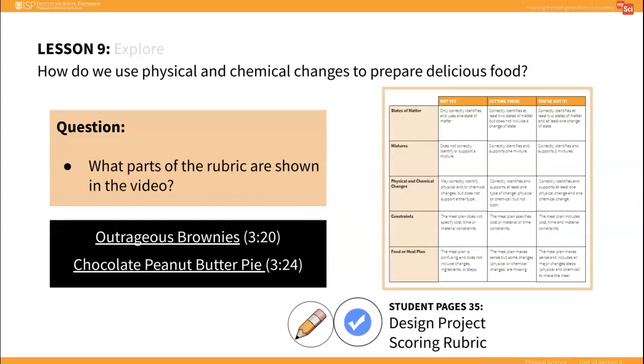In the Explore portion of this lesson, you'll introduce students to the rubric for their design project. Use the video links to discuss with students concrete examples that they can use for their project. For example, if you play the Outrageous Brownies video, students will see a phase change occur when the chocolate and butter are melted. You can also point out that when they grind up the cookies in the chocolate peanut butter pie video, this is a physical change.